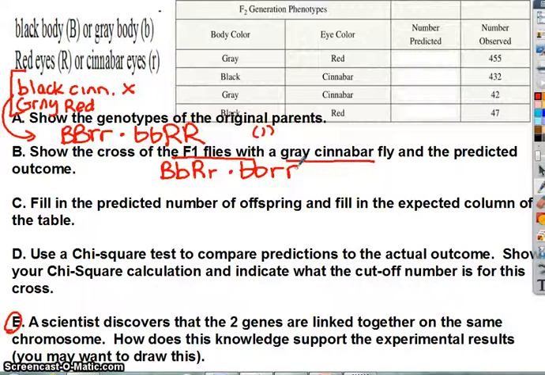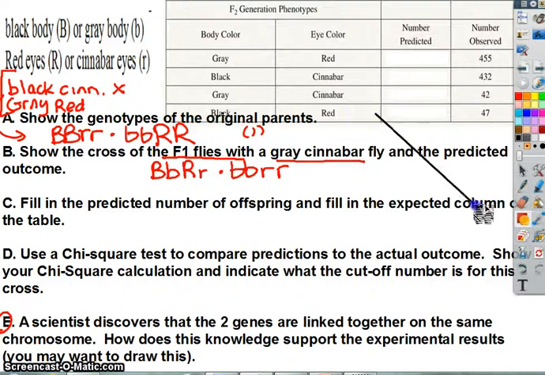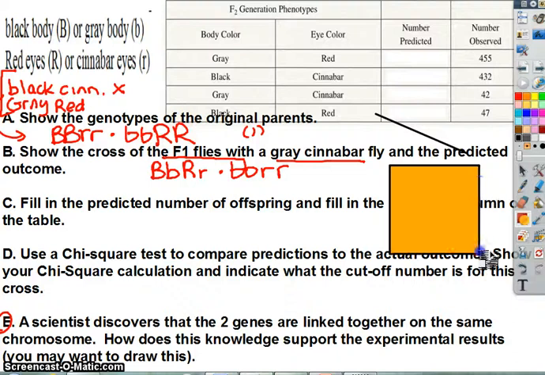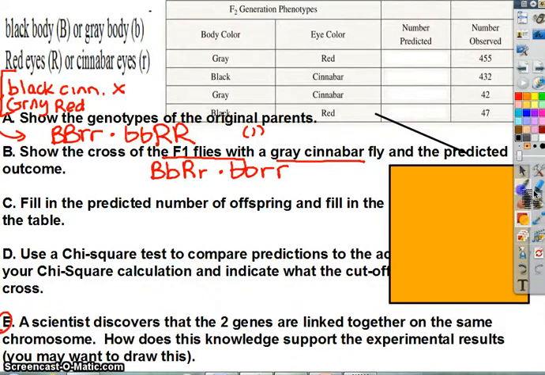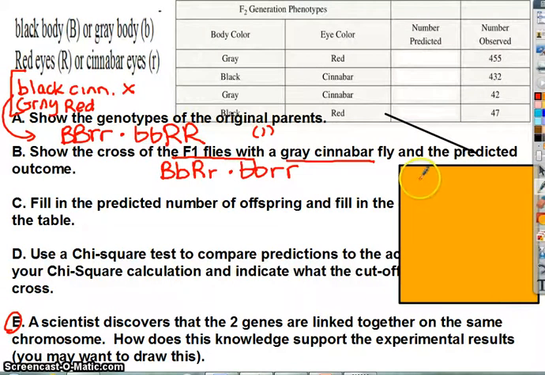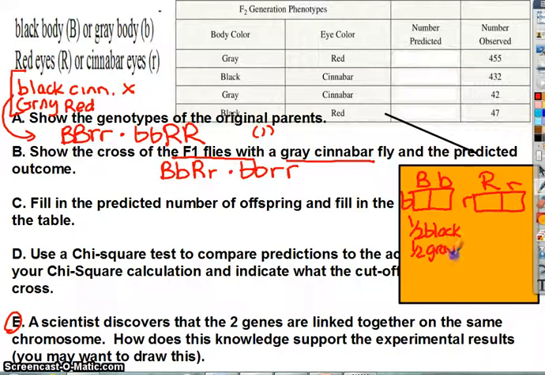Then they wanted the predicted outcome. Let me just make a space here to show you that. So predicted outcome. You could have separated your B's and R's and done big B with little b, and big R with little r. And when you do that, you basically get half black, half gray, and then half red, half cinnabar. I gave credit for that.